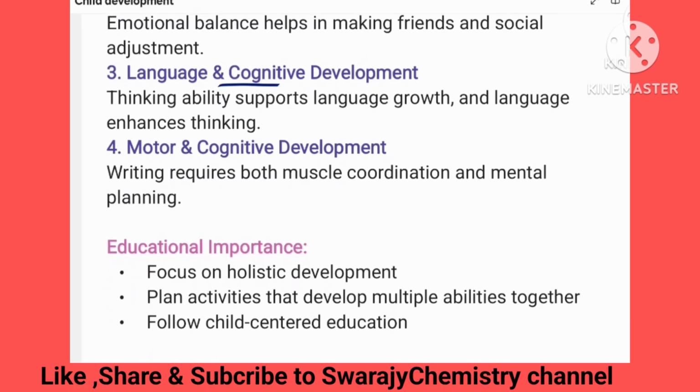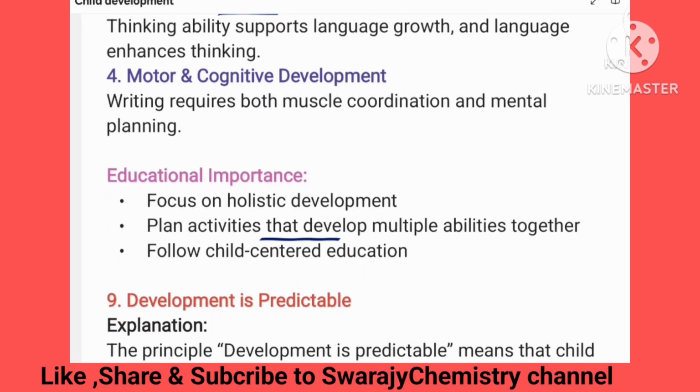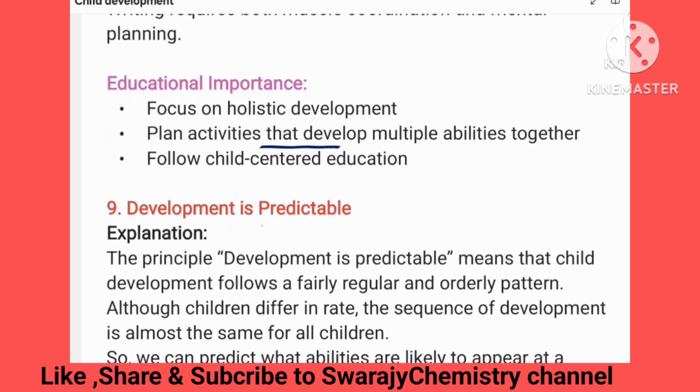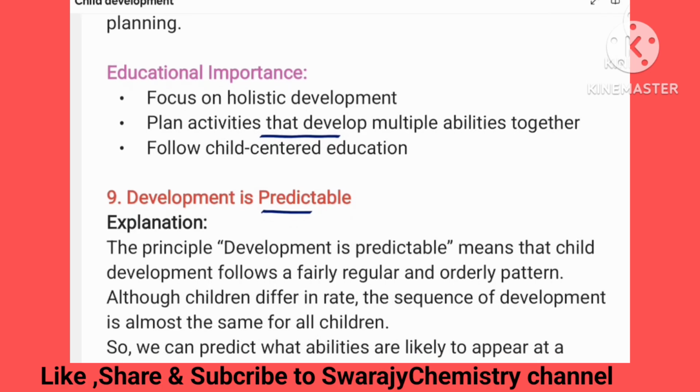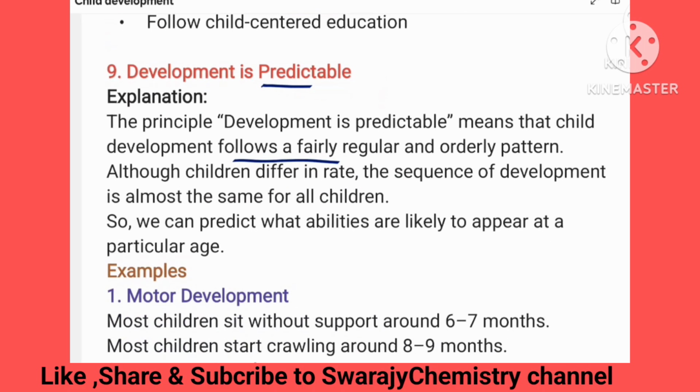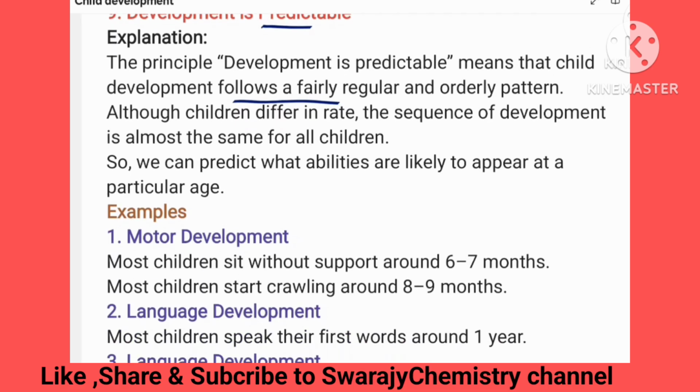Educational importance of this principle: focus on holistic development, plan activities that develop multiple abilities together, follow child-centered education. Next, ninth principle is development is predictable. This means that child development follows a fairly regular and orderly pattern. Although children differ in rate, the sequence of development is almost the same for all children. So, we can predict what abilities are likely to appear at a particular age.